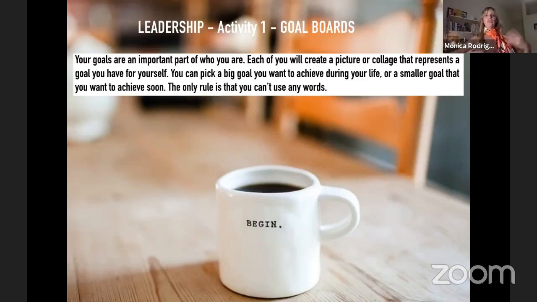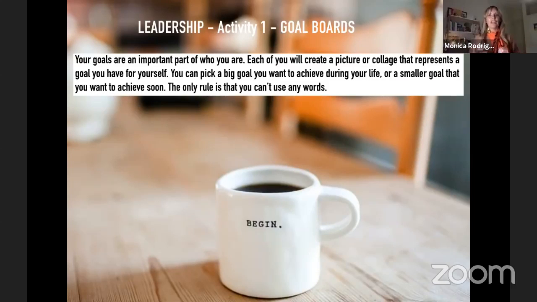So you can choose a very big goal, like a life goal, or you can choose something small, all right? Maybe a very small objective that you want to achieve soon. The only rule for the activity is no words can be used at this moment, okay? So no words. It has to be through art, through music, through a video without sound, whatever they want to create, but no words needed at this time.